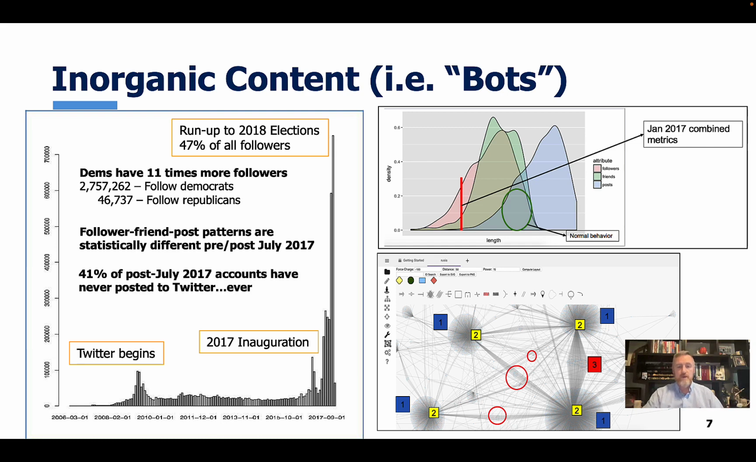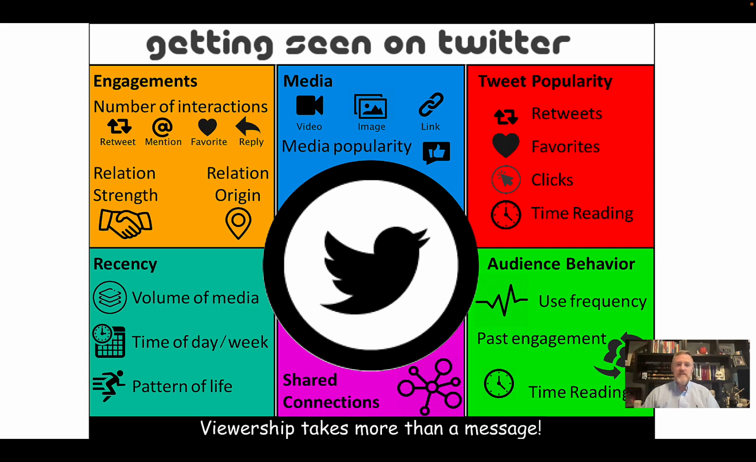And a point here is that 41% of those had never even posted to Twitter ever. And we also identified that 72% of the accounts that do tweet were determined to be bots. And so one of the key points here is getting seen on social media is a lot more than the message of what you say. A lot of people post things that are never really read or engaged with at all.